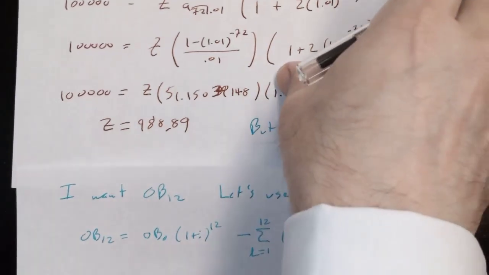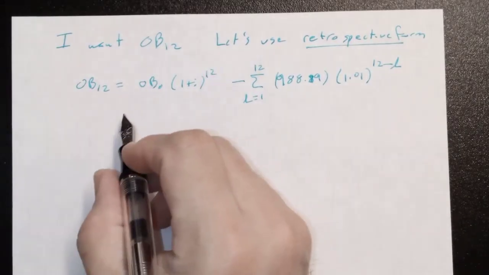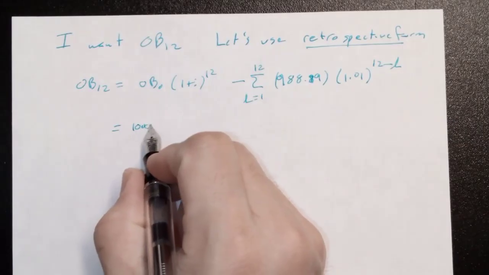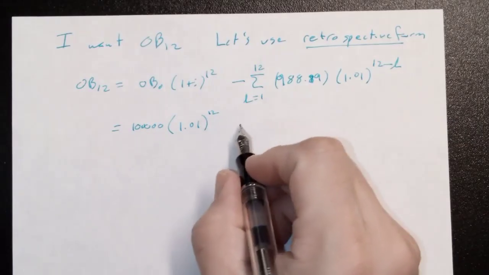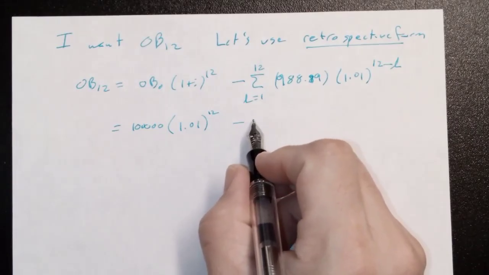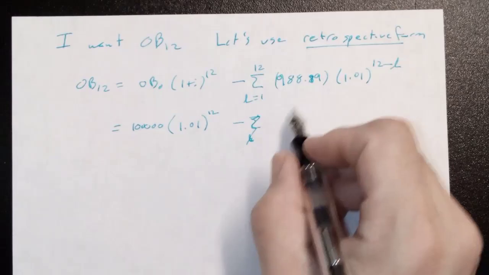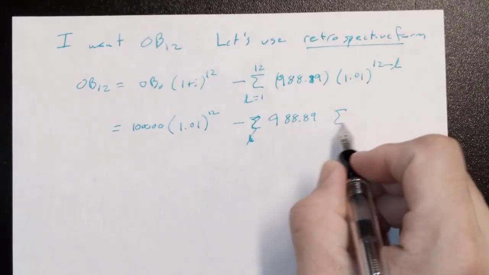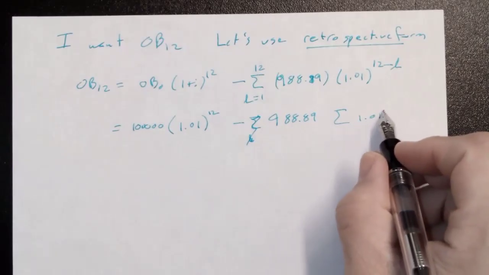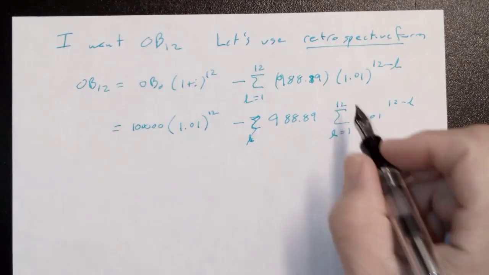Now this looks like it's going to be a very complicated formula. But this turns out to be direct. By the way, I forgot. OB0 is 100,000. I is 1.01. So then this will be... You know what? That 988.89 is a constant. Let's pull that out. 988.89 times the sum of 1.01 to the 12 minus L. L goes from 1 to 12.